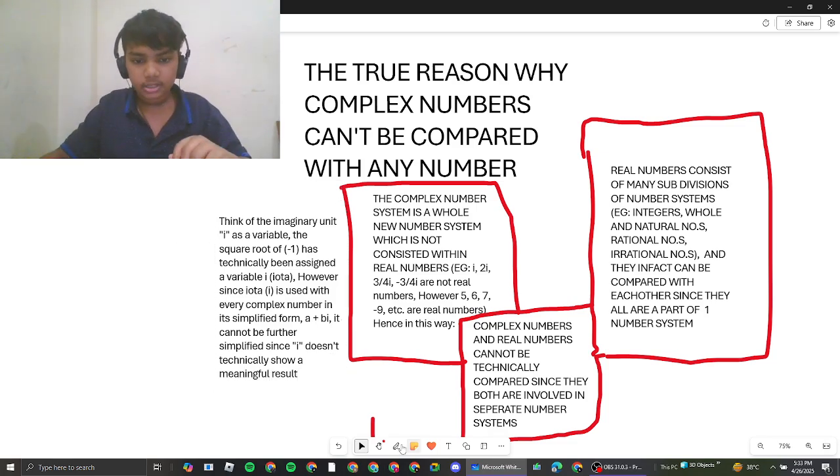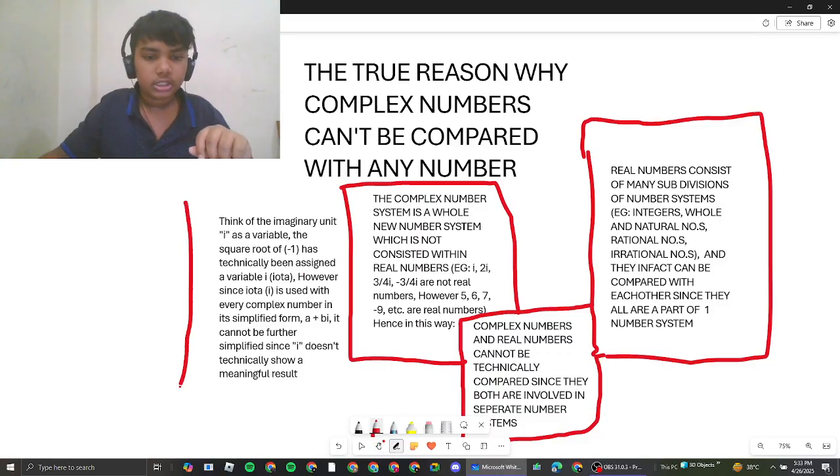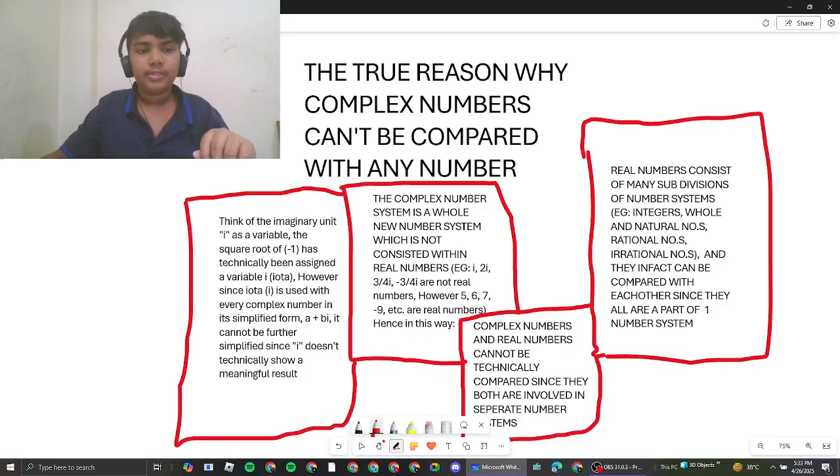Okay, I hope this makes sense to what this means. Like the square root of -1. If you have to compare this and this, how would you compare it? First, you have to evaluate this, right? If you evaluate this, you'll get 1, but this is i. But isn't i like a variable? How would you compare this? It can't be compared. Just think of it as a separate number system, okay?